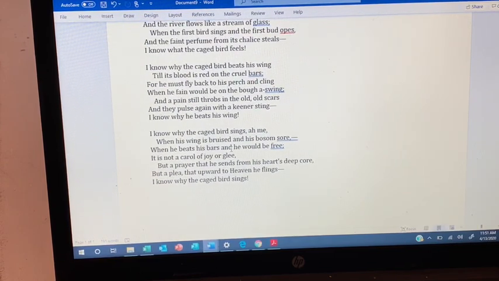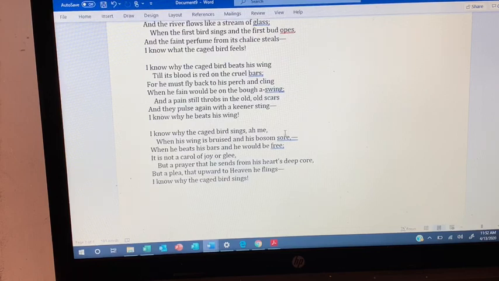I know why the caged bird beats his wings till its blood is red on the cruel bars, for he must fly back to his perch and cling when he would fain be on the bough a swing.